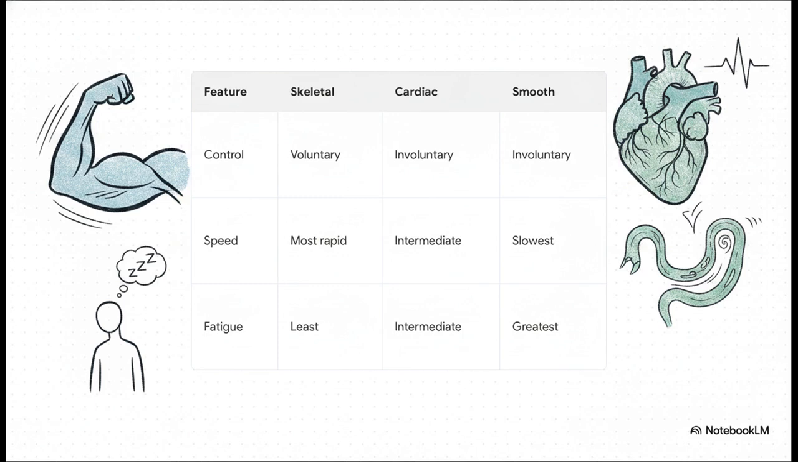Finally, we've got smooth muscle. This lines your internal organs, like your digestive tract and blood vessels. It is completely involuntary, has the slowest speed of contraction, but, and this is key, it boasts the greatest resistance to fatigue, meaning your internal organs can keep working around the clock without you ever having to think about it.